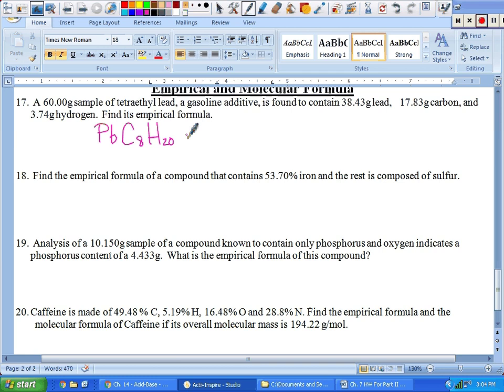Go back and multiply by 3. Everything by 3. The original value. Yes, sir. 20.